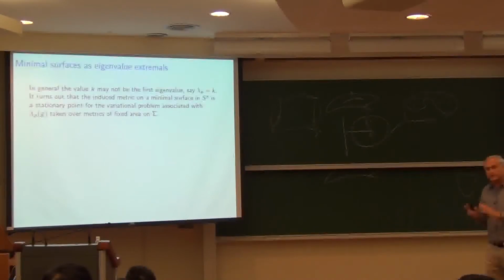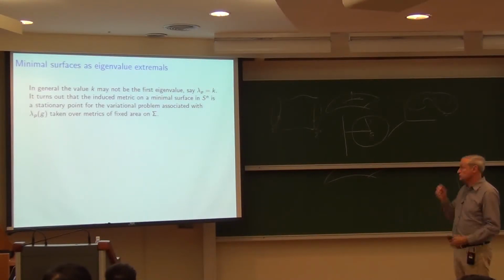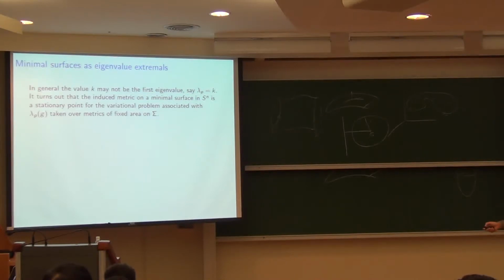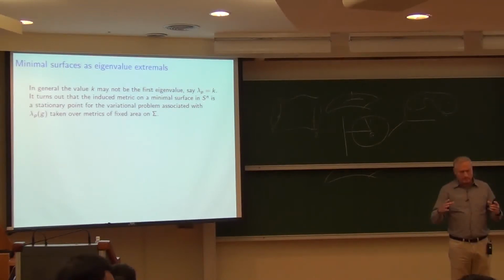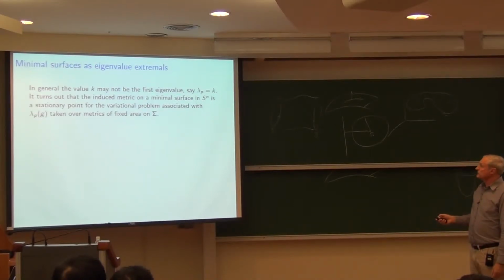But it turns out it actually has a deeper implication. In general, of course, the value k, that is the eigenvalue that you get, might not be the first one, but let's say it's the p-th one. So generally, if we put the eigenvalues in increasing order, we count the number smaller than k, say there are p minus 1, so it's the p-th eigenfunction. And so it turns out that if we look at the induced metric on the submanifold, and we consider varying it in the space of metrics, keeping the area or the volume fixed, a minimal submanifold, or actually even in higher dimensions, say a minimal surface, is a stationary point for the variational problem associated with lambda_p of g.